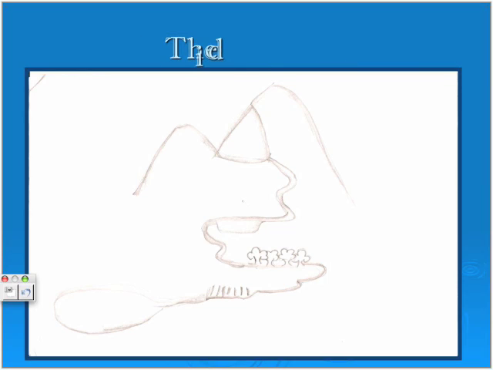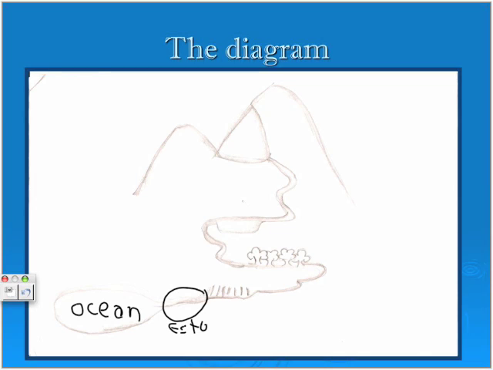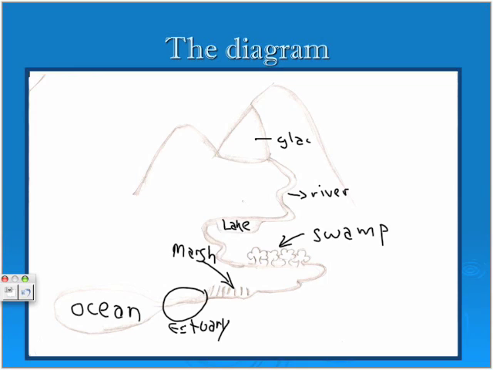Okay, now let's look at the diagram. So here, this will be the ocean. This would be the estuary. This will be the marsh. And this would be the swamp. This is the lake, the river, the glaciers, and the atmosphere.